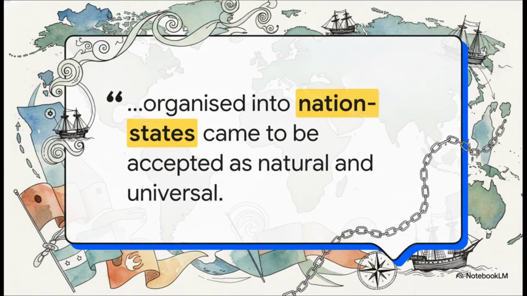So, the crucial point here, the big takeaway from this era is this. The idea that society should be organized into nation-states came to be accepted as natural and universal. Even though the anti-imperialists totally rejected European domination, they embraced the core concept of the nation-state itself. And that shift marked the birth of the modern political map exactly as we know it today.